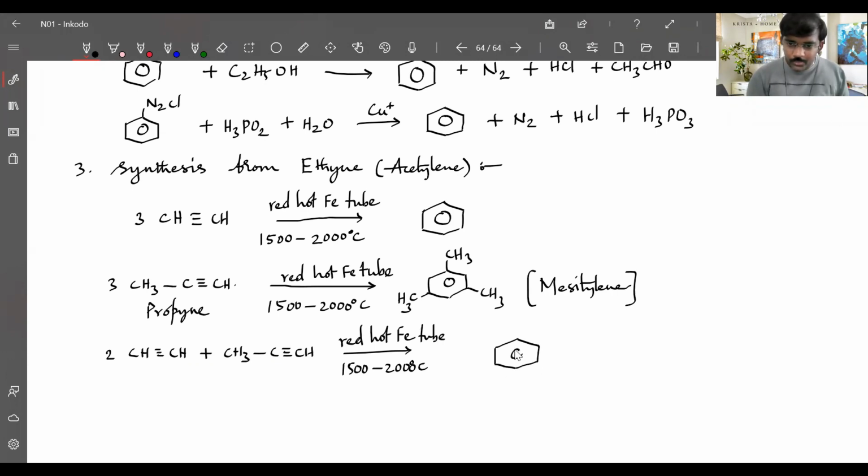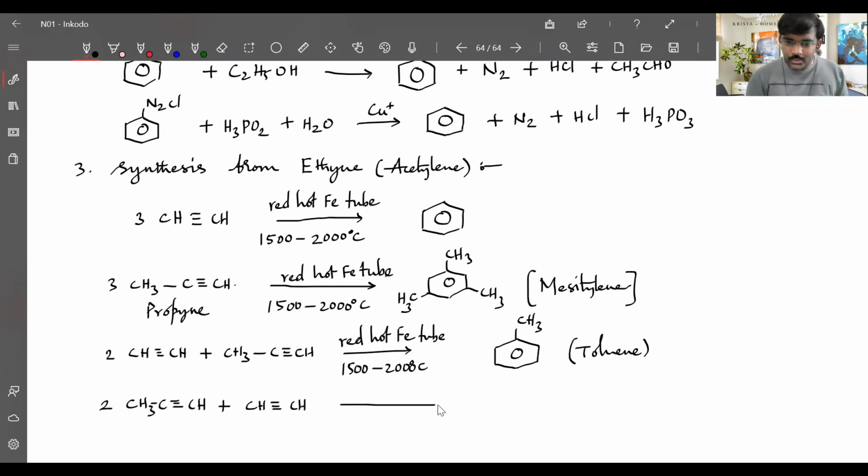That means I can prepare benzene as well as benzene derivatives in this process. So here I got toluene, the methyl derivative of benzene. Similarly, now I'm trying different combinations of ethane and propane. Initially I took 2 moles of acetylene and 1 mole of propane. Now I'm taking 2 moles of propane and 1 mole of acetylene.